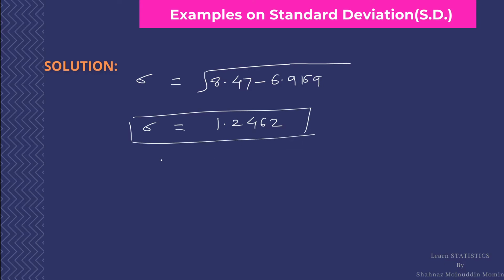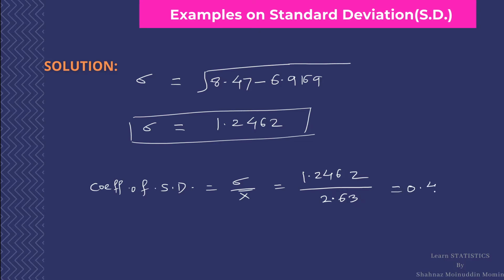Now its coefficient is given by coefficient of standard deviation is equal to sigma upon x bar, 1.2462 divided by 2.63, which is equal to 0.4738. This is the coefficient of standard deviation.